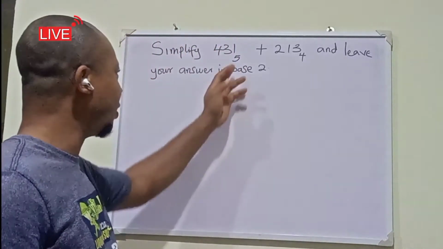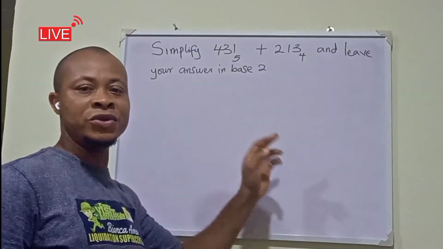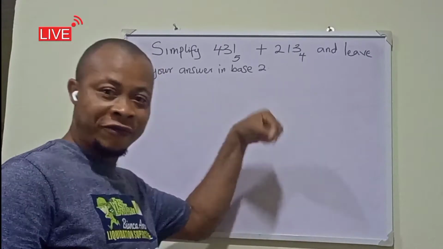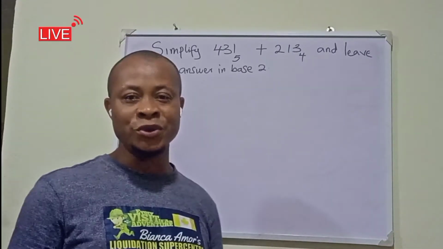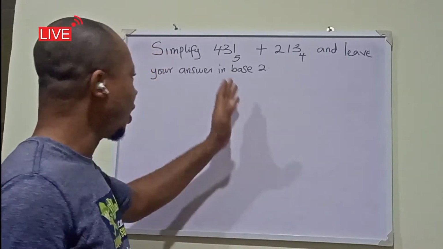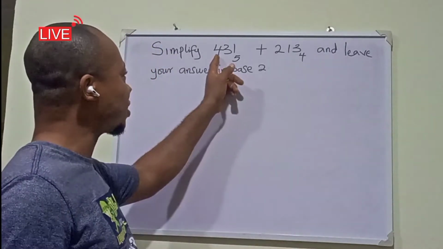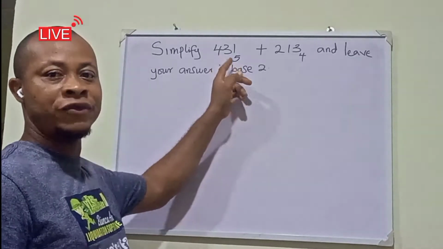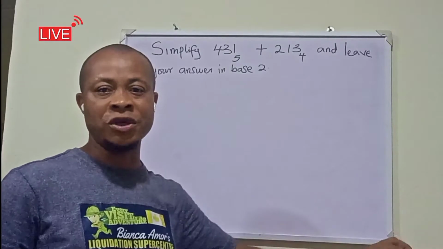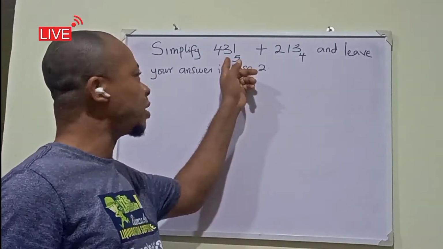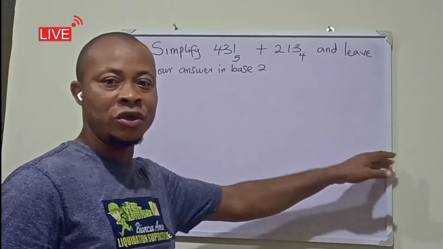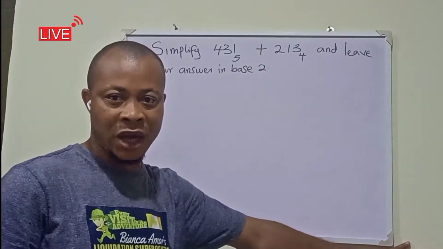Okay, so we have base 5, base 4, and they want us to add them together. Then after adding them together, they want us to convert it to base 2. That's base 2, known as binary number. The first thing we have to do is to convert this 431 base 5 to base 10 using a process known as the expansion process. When we expand this 431 with the base 5, the result is going to give us a base 10 answer.